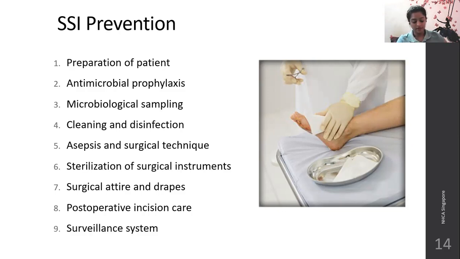And a surveillance system should be there. There should be a record particularly for SSI, in which, if any SSI cases come up, the nurses or the infection control nurse should note down the date of surgery, where the surgical site infection took place, and what reasons led to the SSI, and corrective action should be taken.